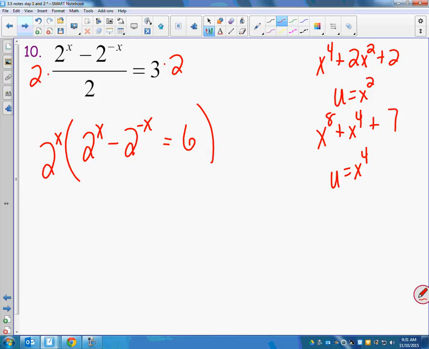So now let's think about our exponent rules. What would I get if I took 2 to the x times 2 to the x? What do we do with exponents when we multiply with the same base? What is x times x? Because we leave the base alone and we add the exponents. So I'm going to leave my base alone, and x plus x is 2x.